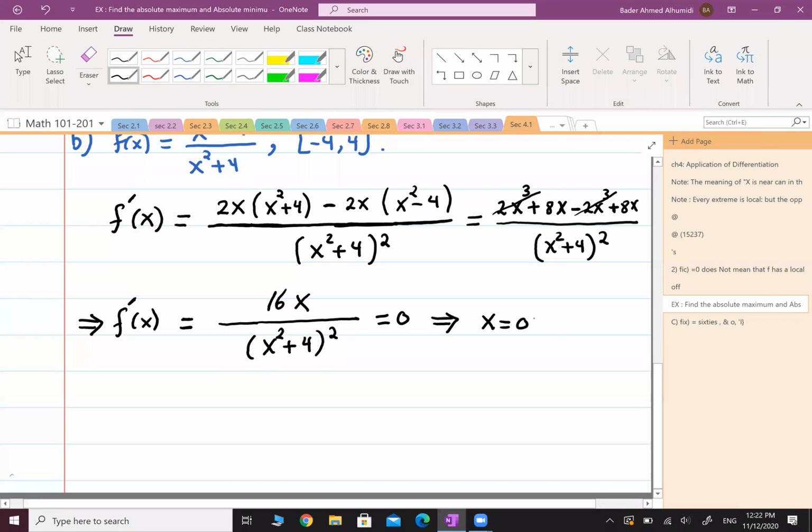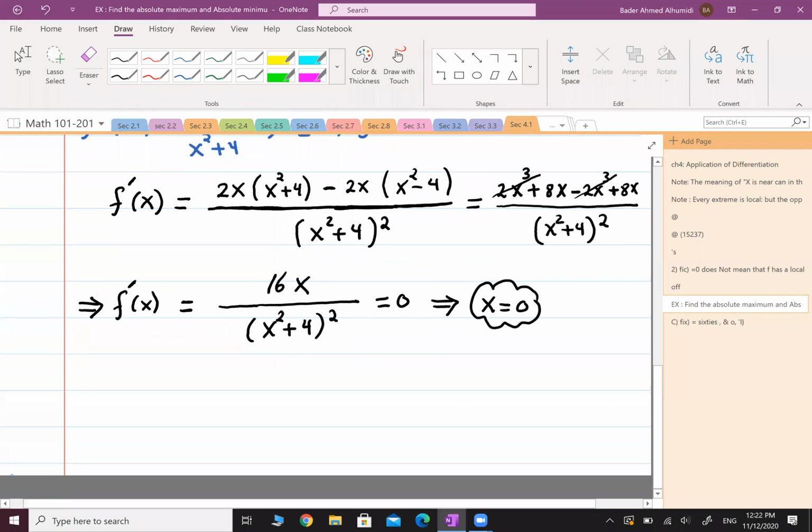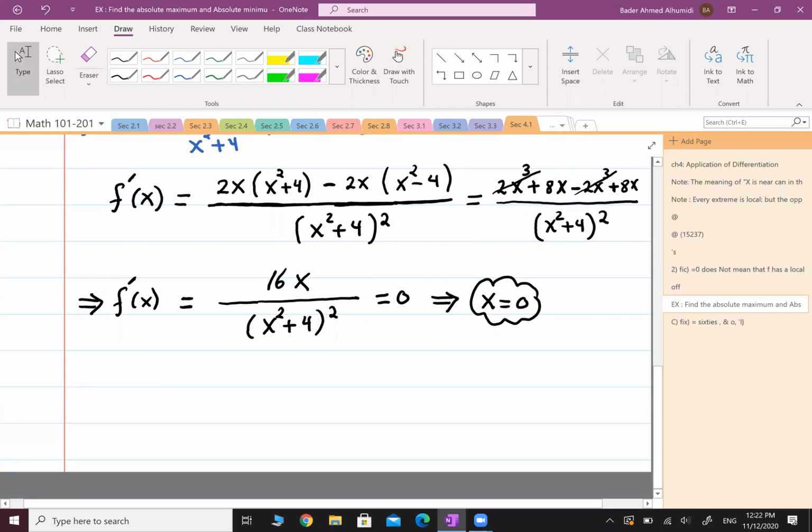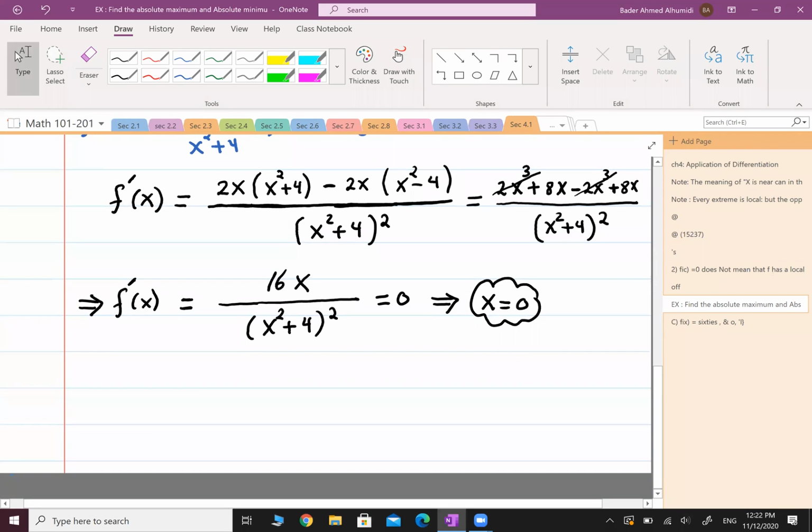Equal to 0. طيب واحد يقول انت الان قاعد تهمل القضية الثانية. لا تنسى ان f prime does not exist. شو نقول له؟ It always exists. I am not ignoring, but I am observing that this one is always defined, لأن المقام مستحيل يساوي 0. x squared plus 4 is always positive. It cannot be 0. يعني I have only one critical point.